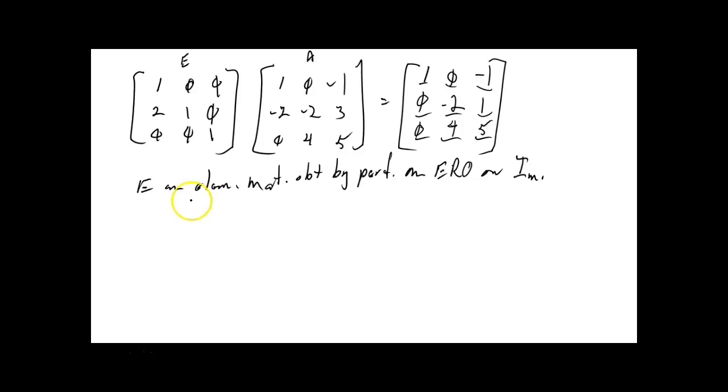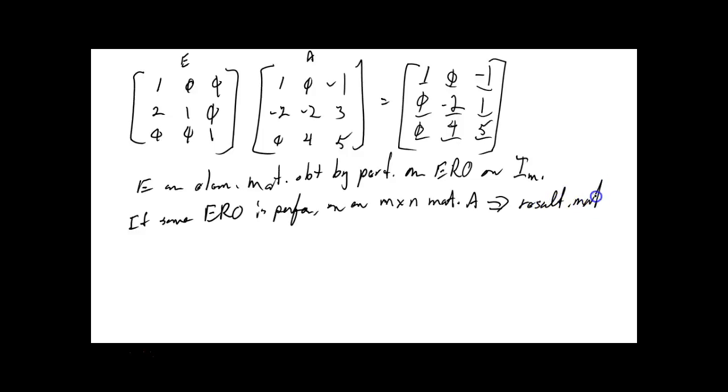If that same elementary row operation, ERO, is performed on an M by N matrix, some matrix A, then the resulting matrix is given by the product EA. And that's what we've just shown.